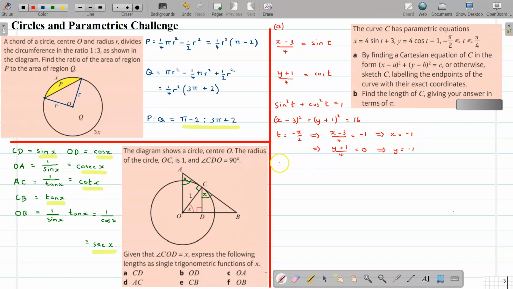And then I set t equal to pi by 4, and that tells me that x minus 3 over 4 is equal to the sine of pi by 4, and the sine of pi by 4 is 1 over root 2, or root 2 over 2. And if I rearrange that, I can get that x would equal 2 root 2 plus 3.